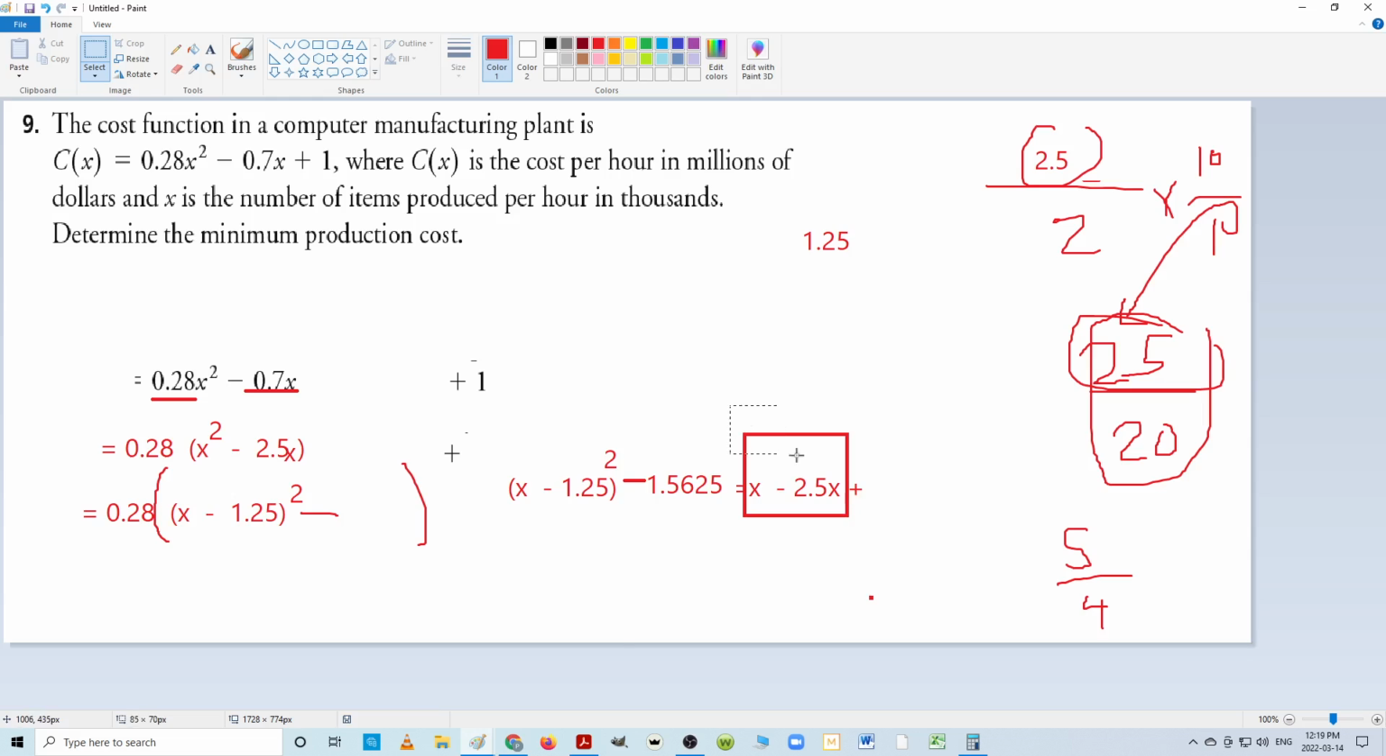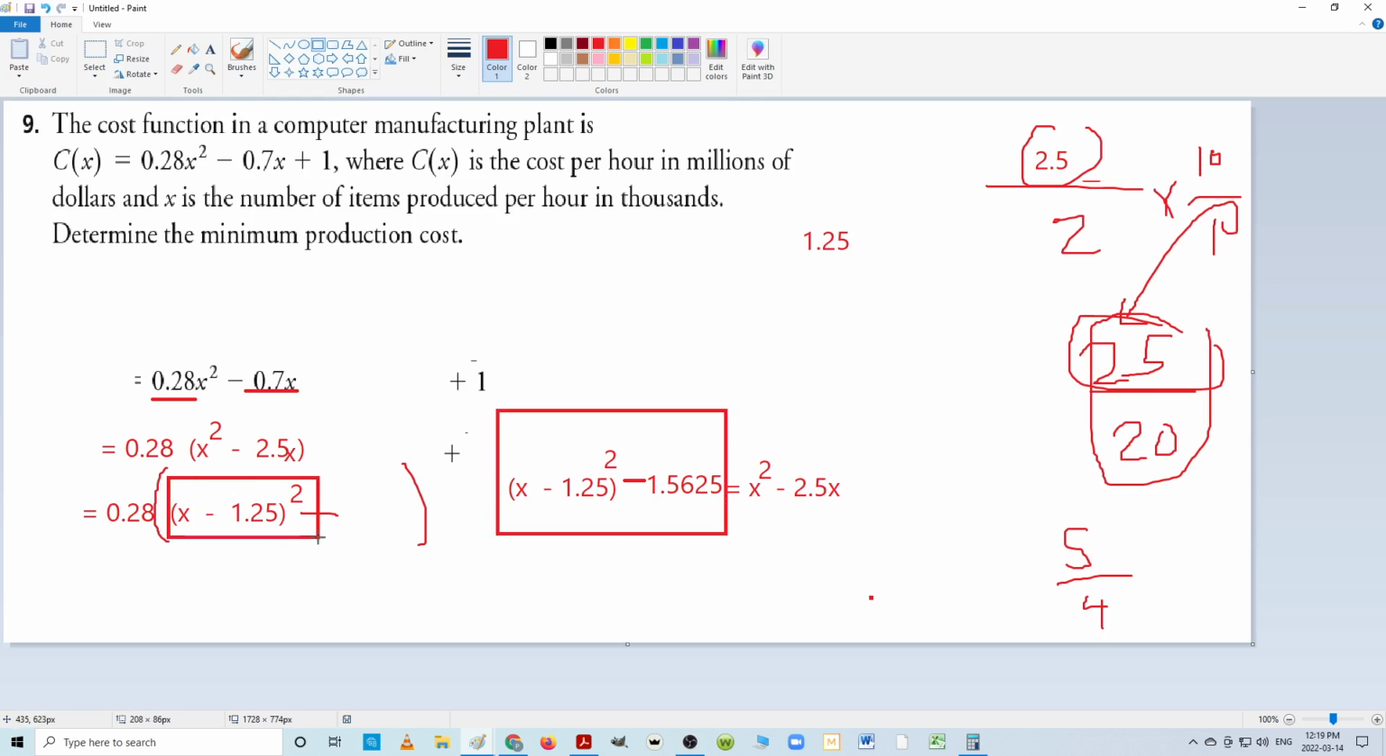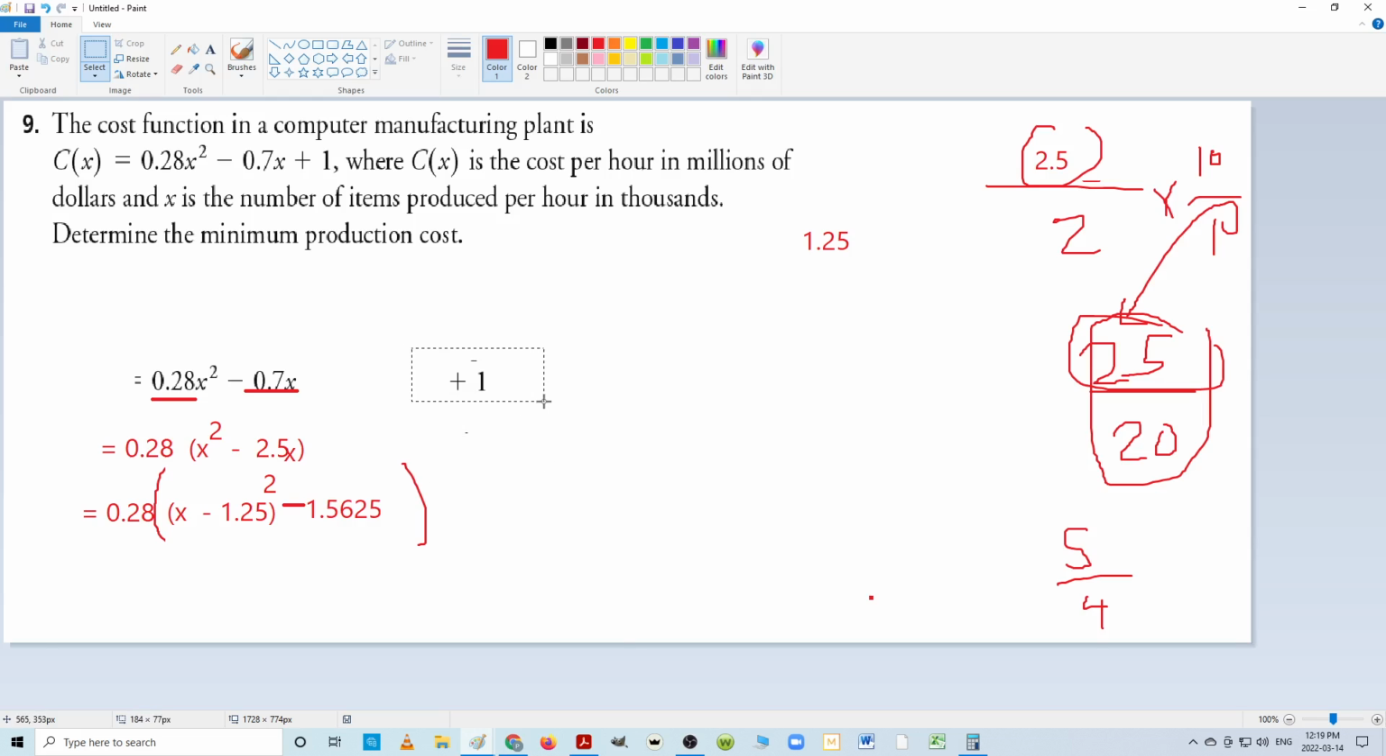Which means this here, and I forgot the square on this side, is equal to this here. So I can replace all of that with this. And then the only other thing I have to remember is that there's this plus 1 hanging out over and over again.